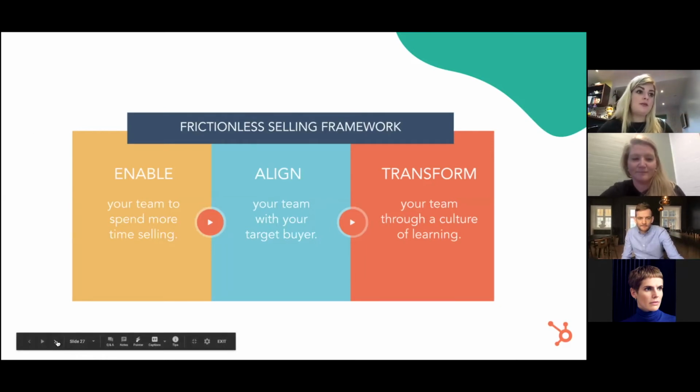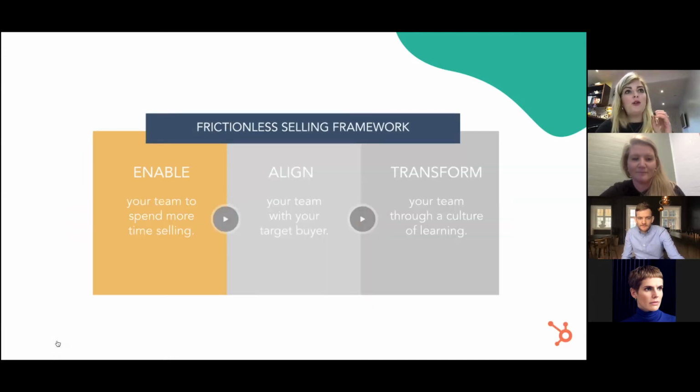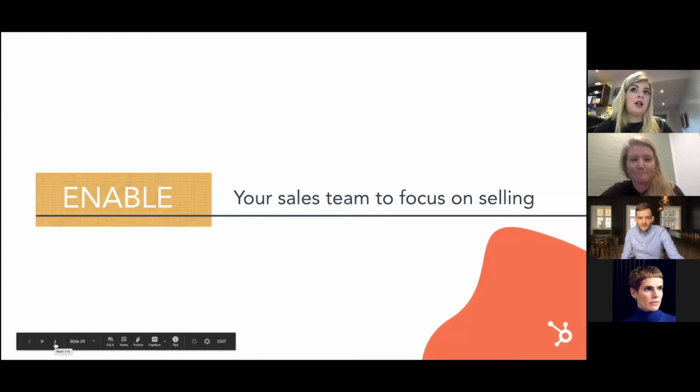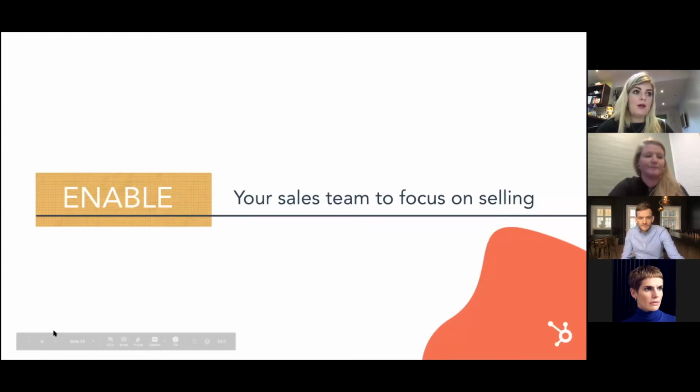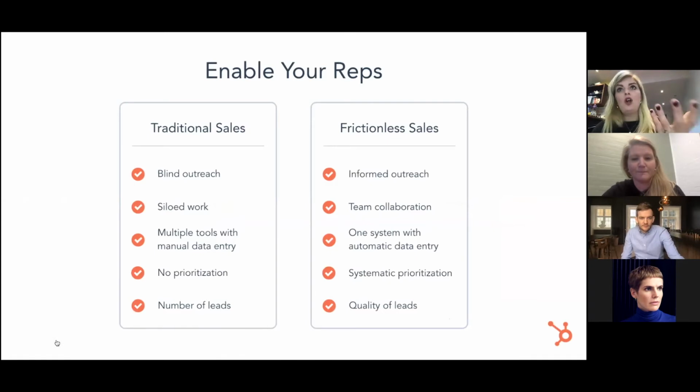So here's some steps, and Louise will send this on. But it's very important to enable the team, align the team, and then transform your team via learning usually. So we need to enable our teams to focus on selling. We can do this with data, but primarily we transform from this traditional idea to this frictionless sales idea.